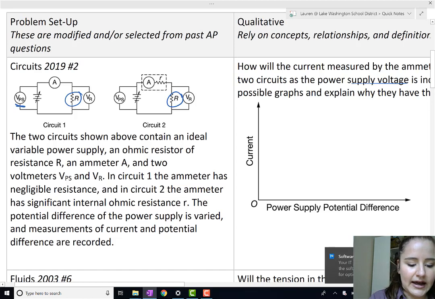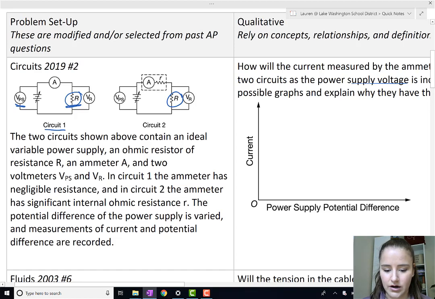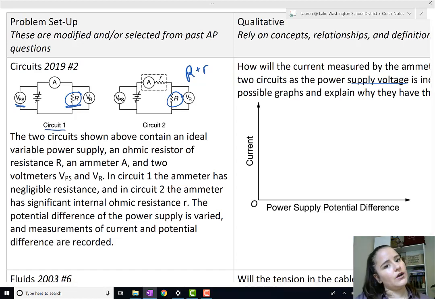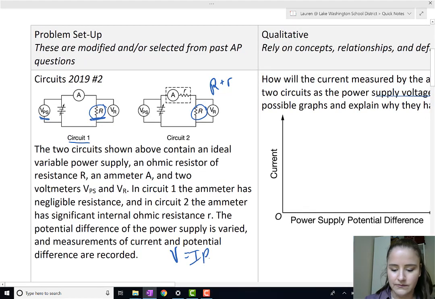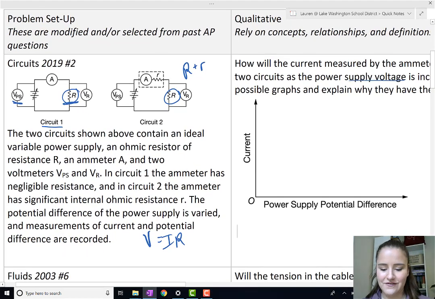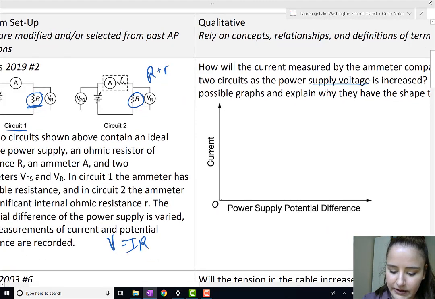If we look at circuit one, the only resistance in that circuit is R, whereas circuit two has R plus r. So it has more internal resistance. What does that mean for the current? First we need to know the relationship between voltage and current. Generally, as voltage increases, current increases with the same resistance. This comes from V equals IR. That is the quantitative part of it, but we can use that here. So as voltage increases, current increases.